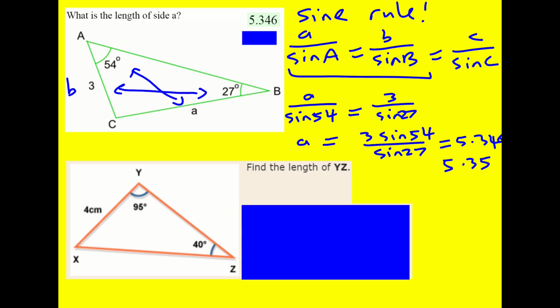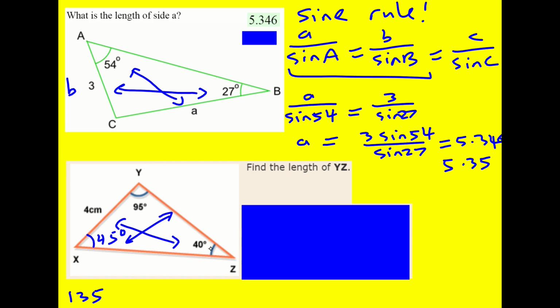How about the second one? Well, here we have an angle side pair, but we're being asked for YZ, and we don't have this angle here. So the first thing we're going to have to do is work out this angle here. 95 plus 40 is 135. So 135, what do I add on to get 180? It's going to be 45 degrees here. And now I can see I've got another angle side pair, but I've got to do that first step before I can use the sine rule.